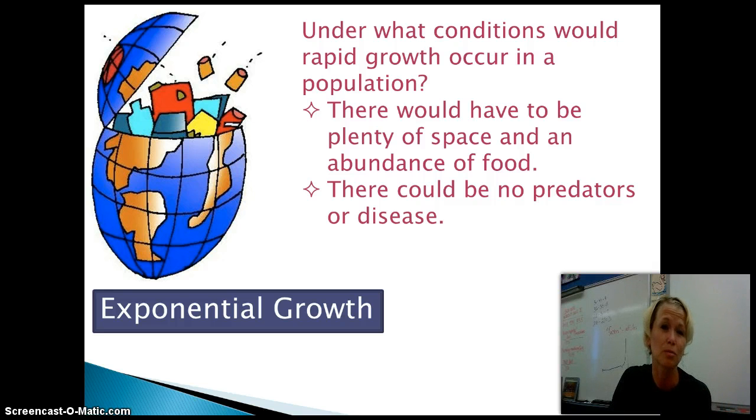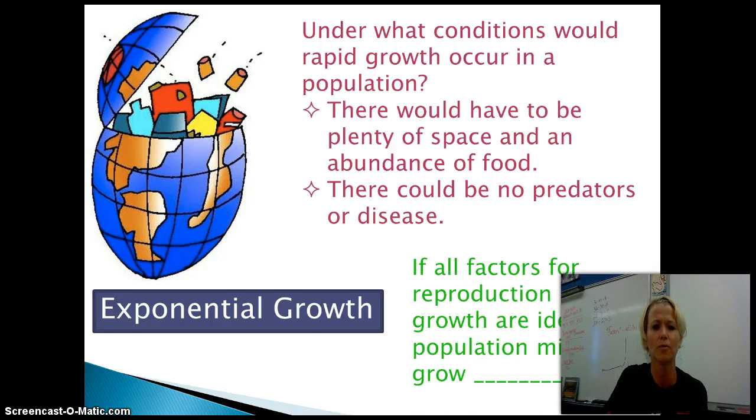Another place that we saw the exponential growth is with those lady Asian beetles. They went nuts. They had lots of space. They had lots of aphids that they could feed on. And here they didn't have any natural predators because the birds didn't like the stink that they gave off. So they were exponentially growing when they were first introduced here. And that happens a lot with introduced or invasive species, which we're going to talk a little bit more about later also. So if all factors for reproduction and growth are ideal, so if we've got lots of space, lots of food, no predators, no disease, the population would grow exponentially.